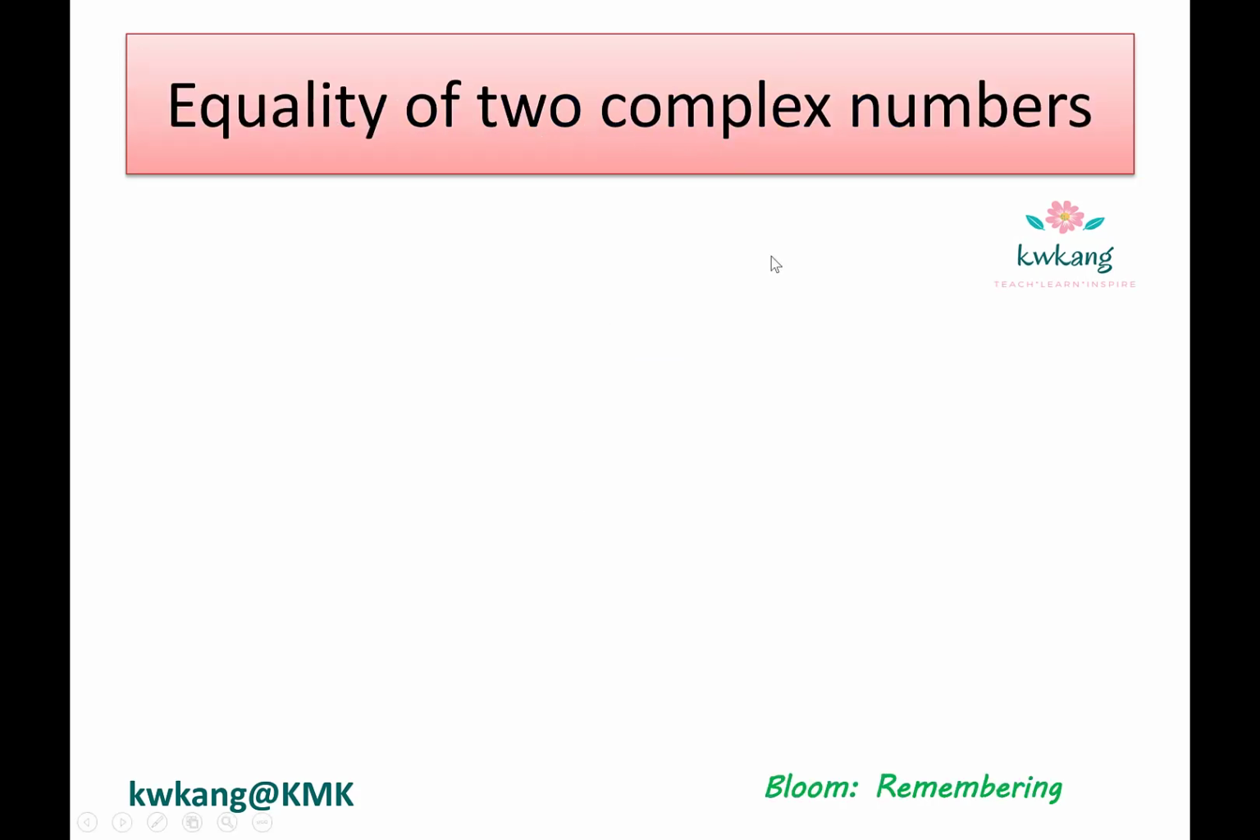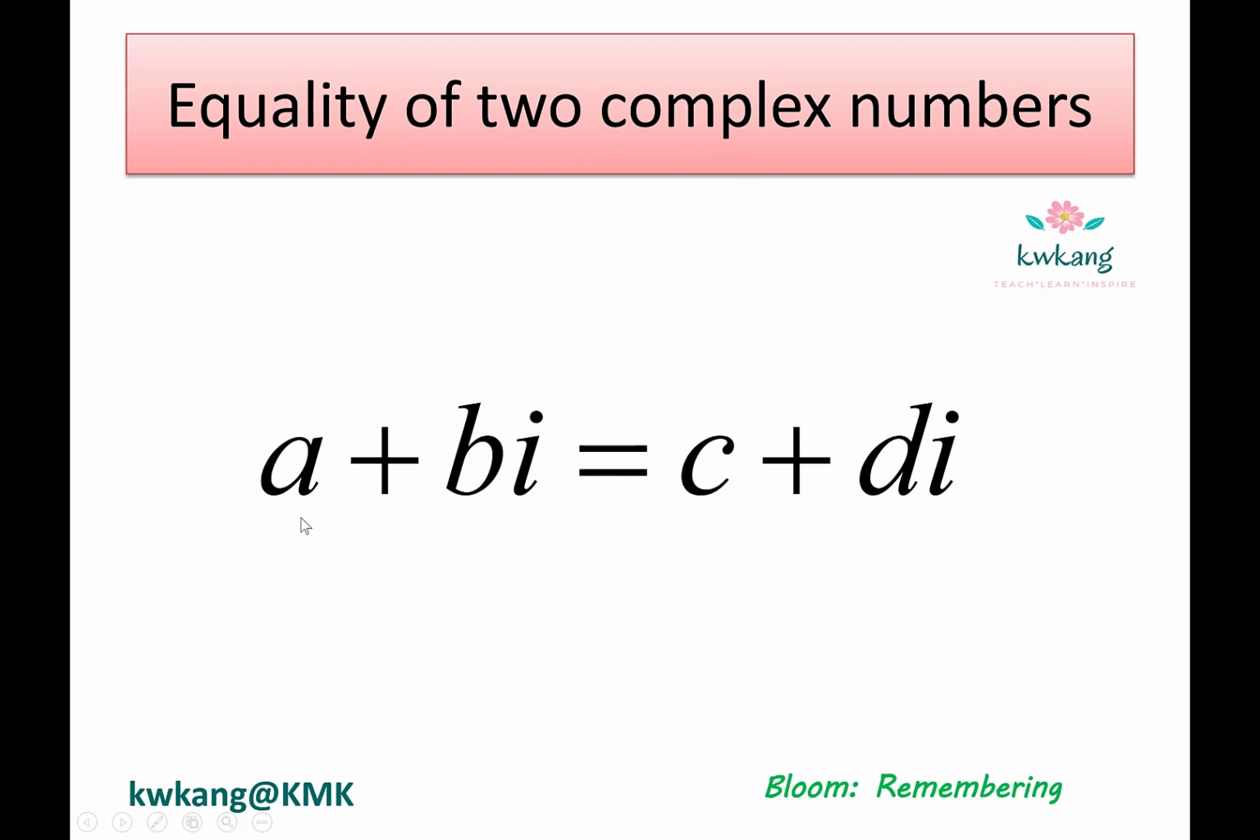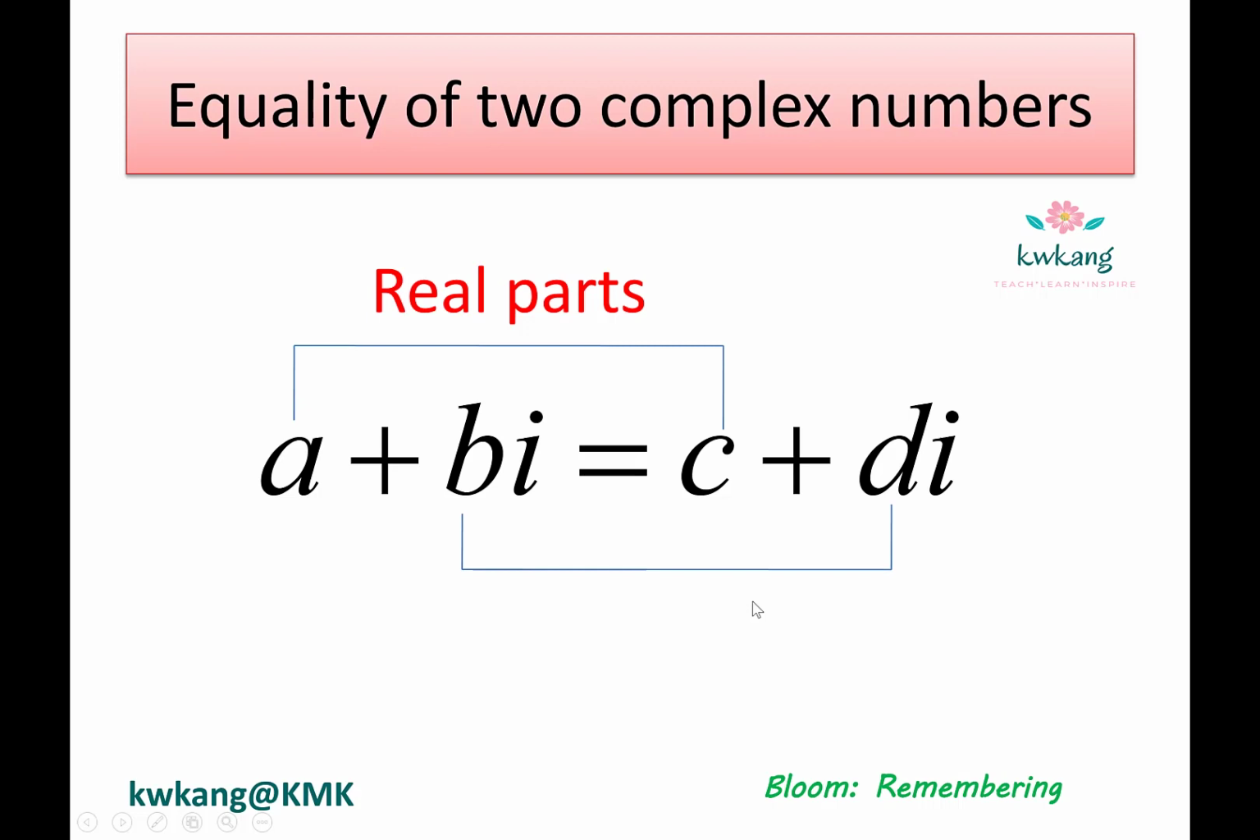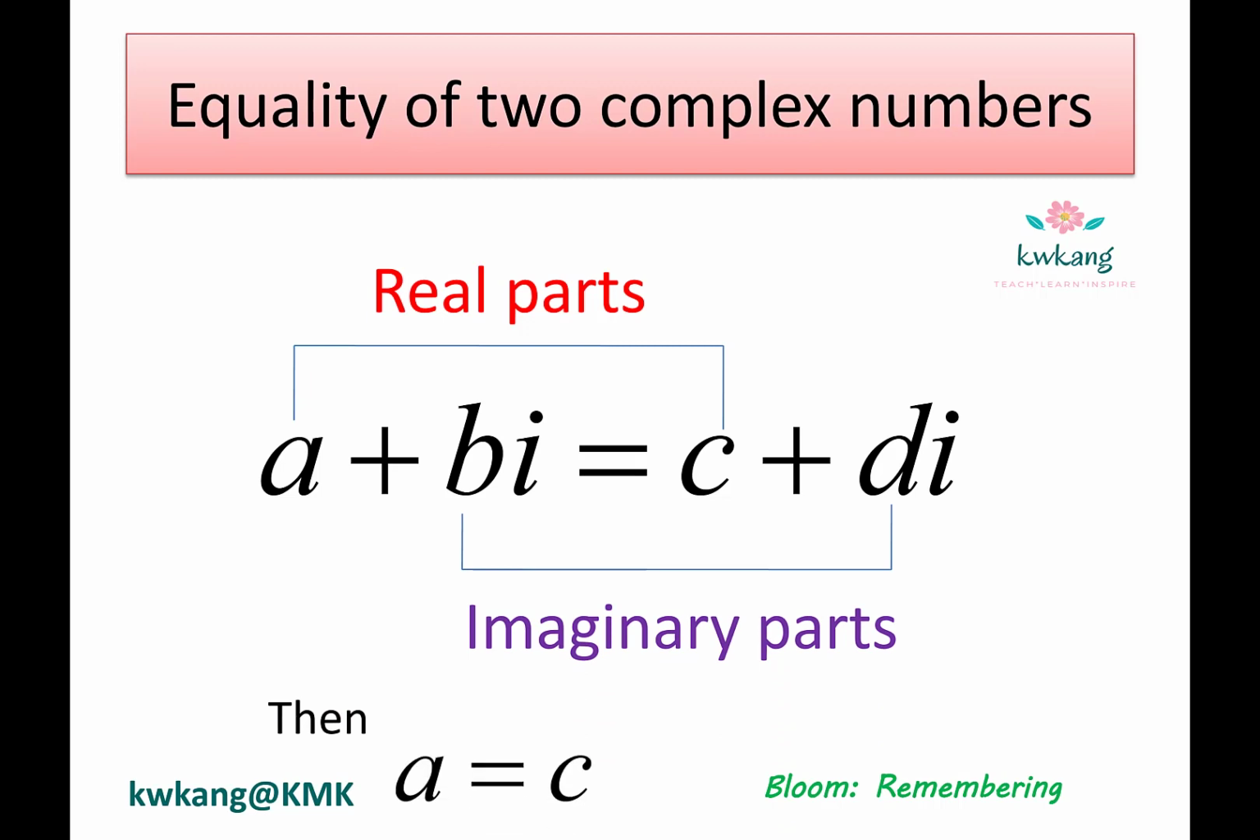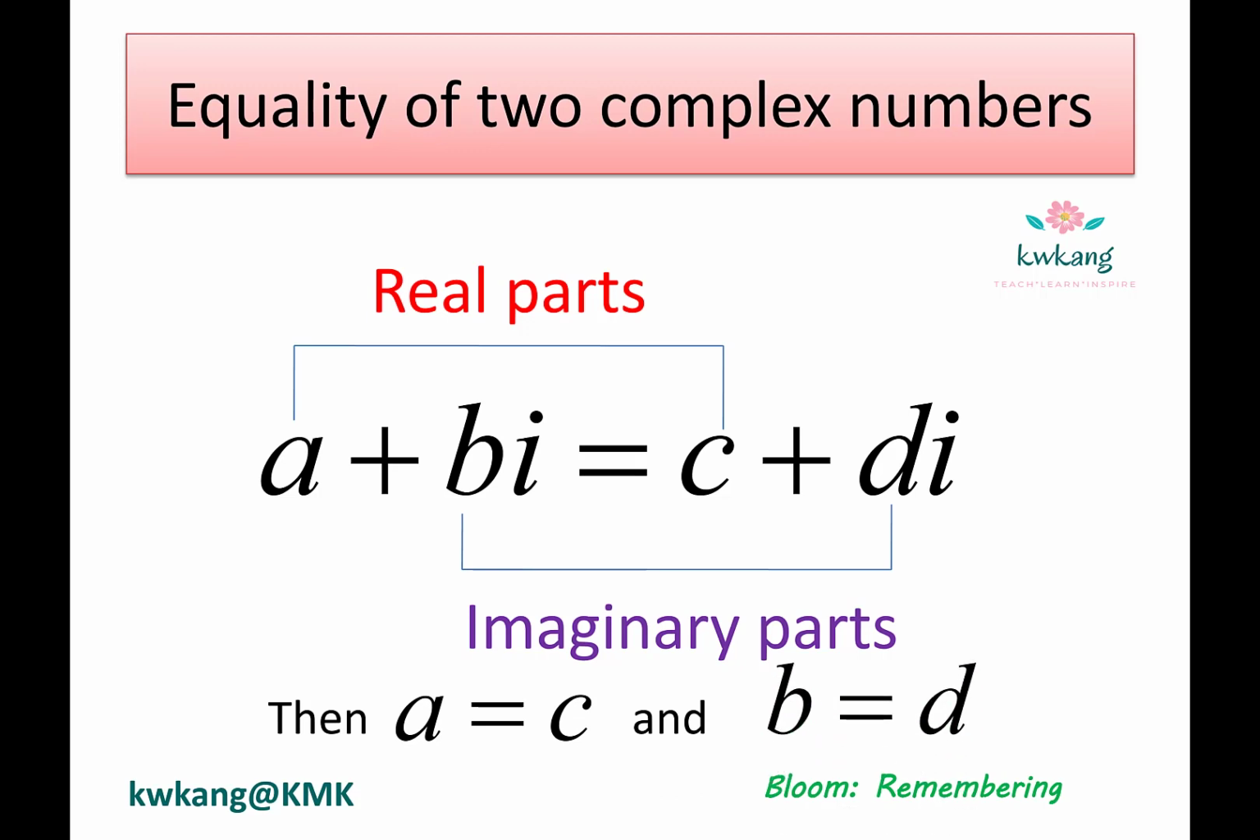Equality of two complex numbers. Let's say we have a plus bi equal to c plus di. a and c represent the real parts. bi and di are the imaginary parts. Then we can write down a equals c and b equals d, where the real part equals the real part and the imaginary part equals the imaginary part.